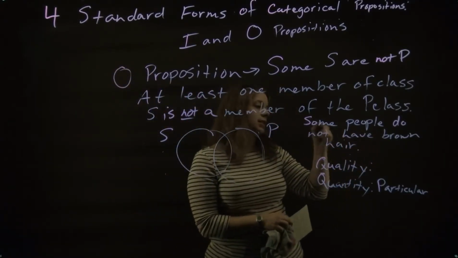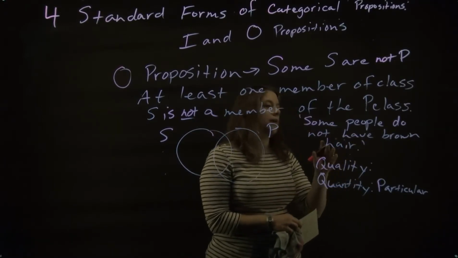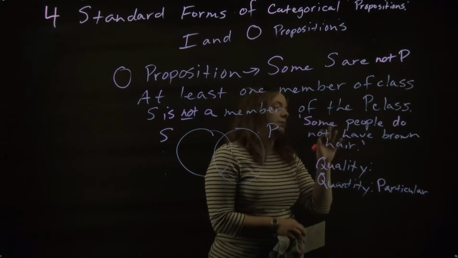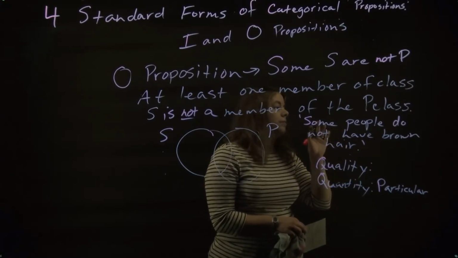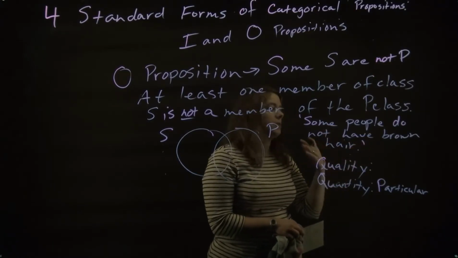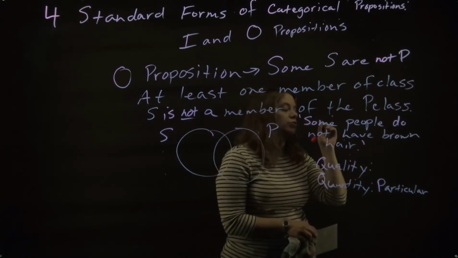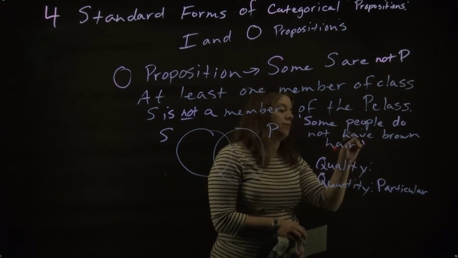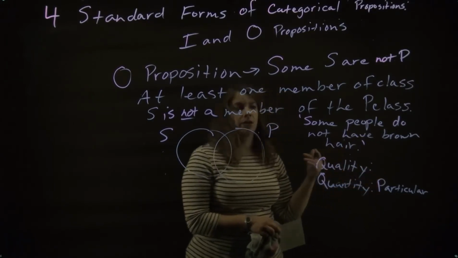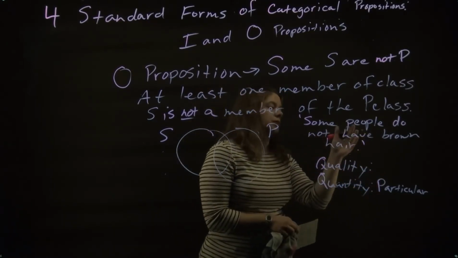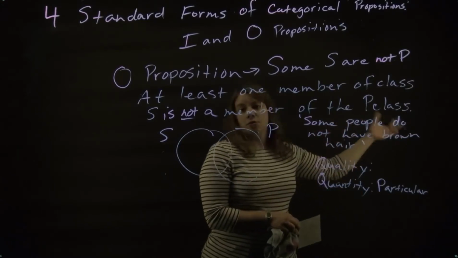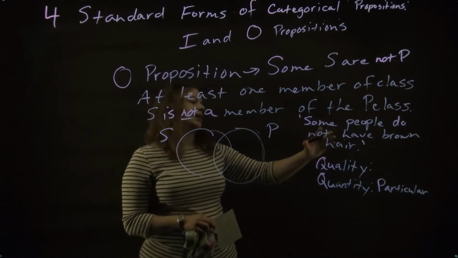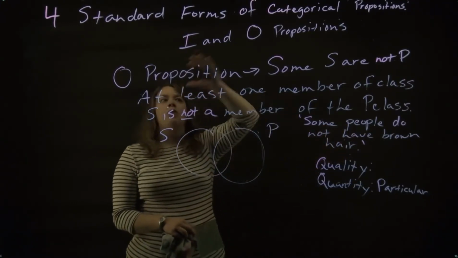If we were to put this statement into standard form, we would have to say something along the lines of, some people are not people who have brown hair. It sounds awkward. Because again, we would need our copula, the verb to be, and we would need a noun that would be modified by having brown hair. Or another way of saying it is, some people are not brown-haired people. That's probably the easiest way of converting that. But this is an ordinary language version of an O proposition.